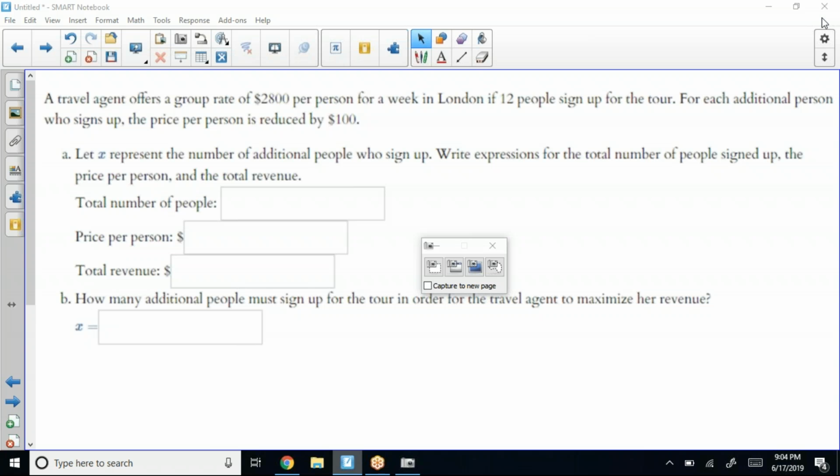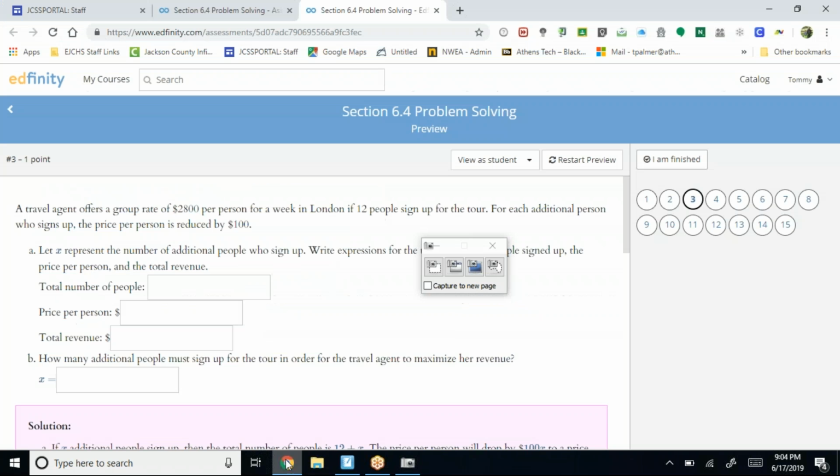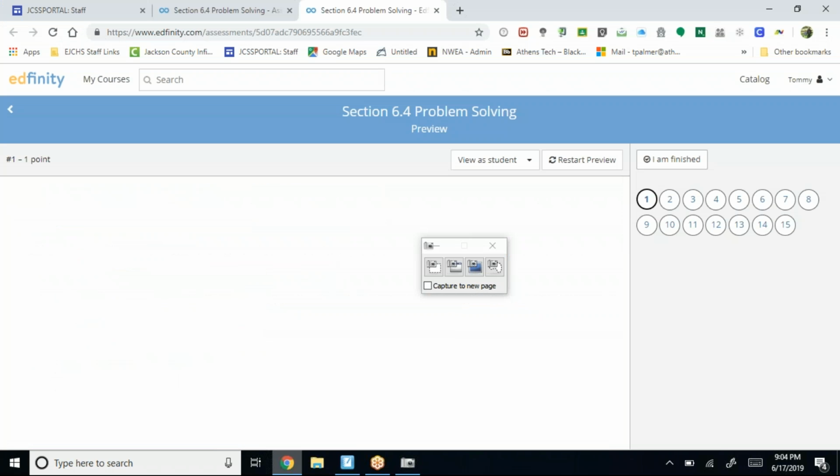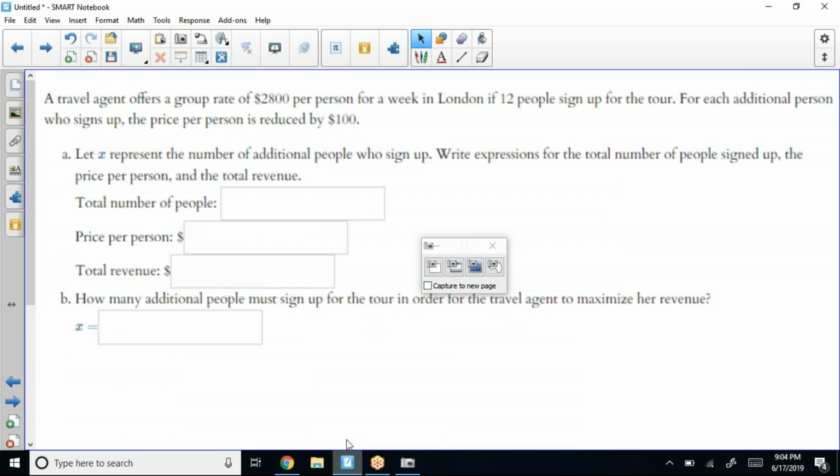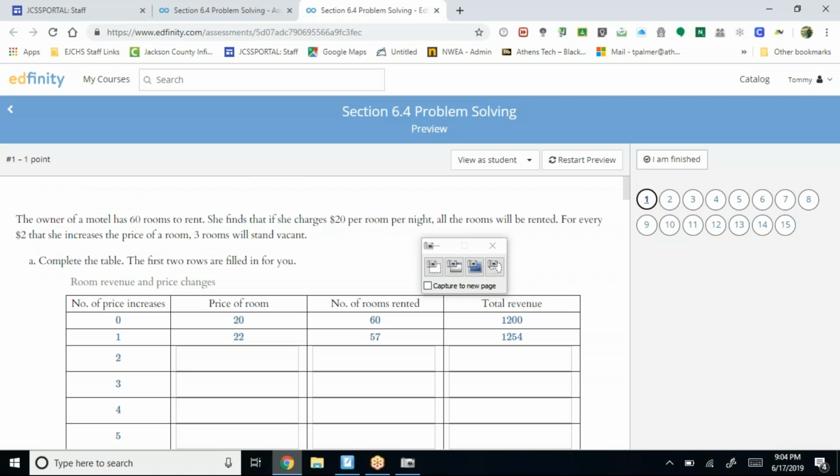That one's different, 6-4, which one do you need? That's number one on 6-4, right? Oh, that's number three. Yep. Here you go. Okay. It went to that one for some odd reason.